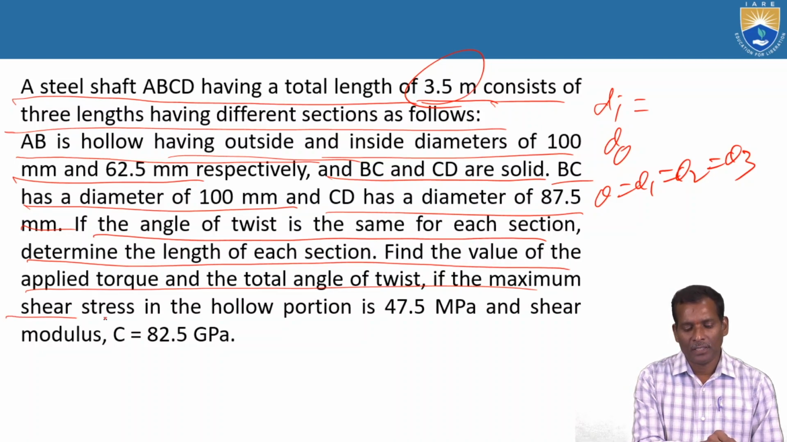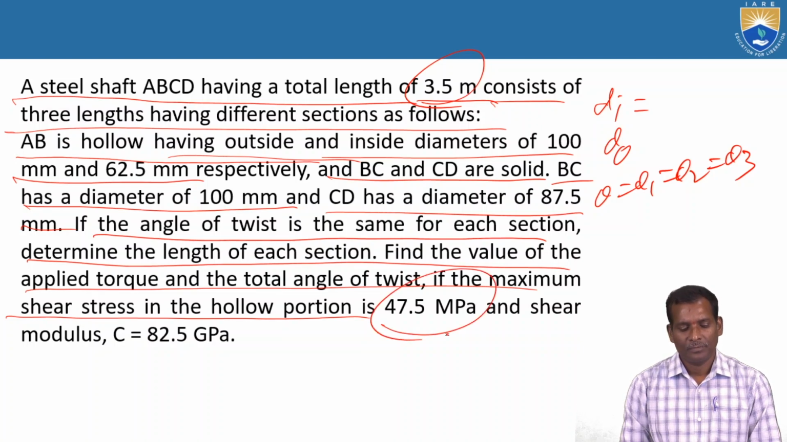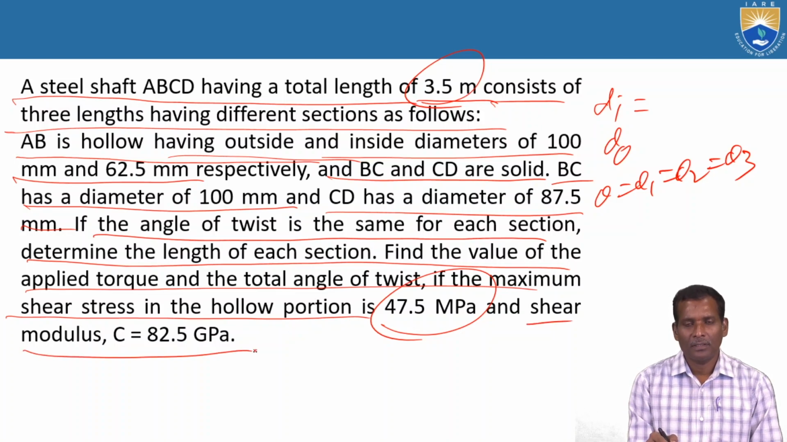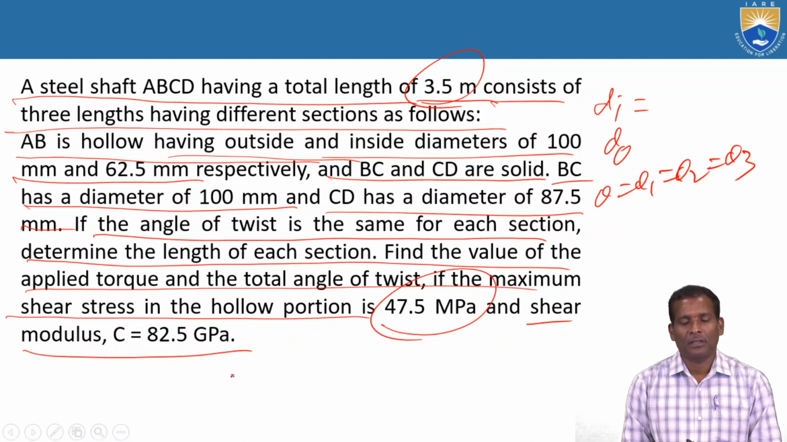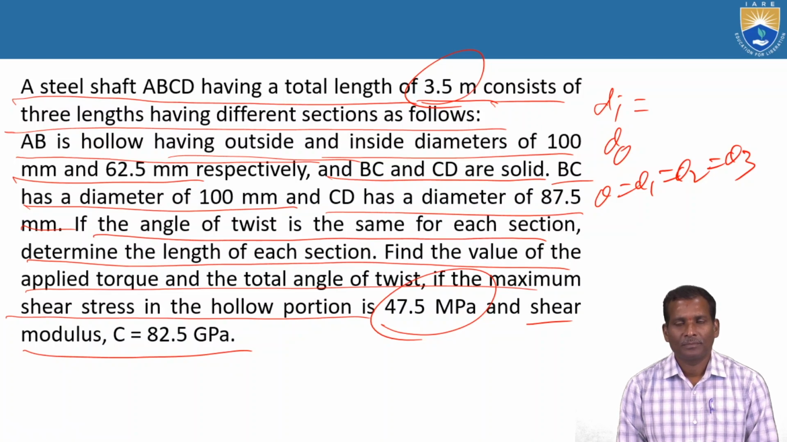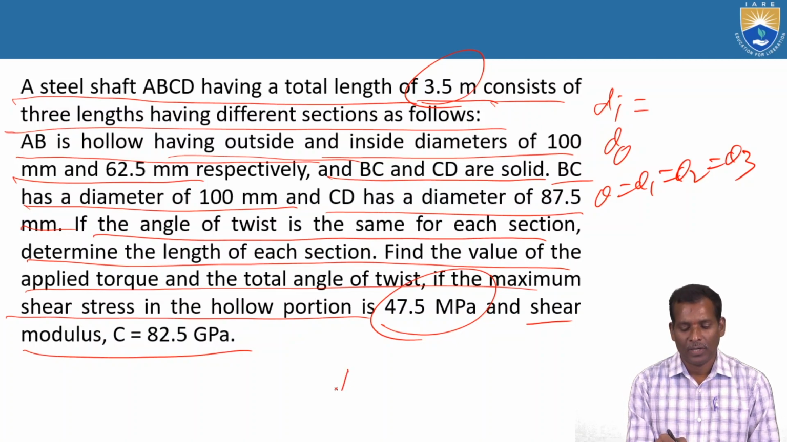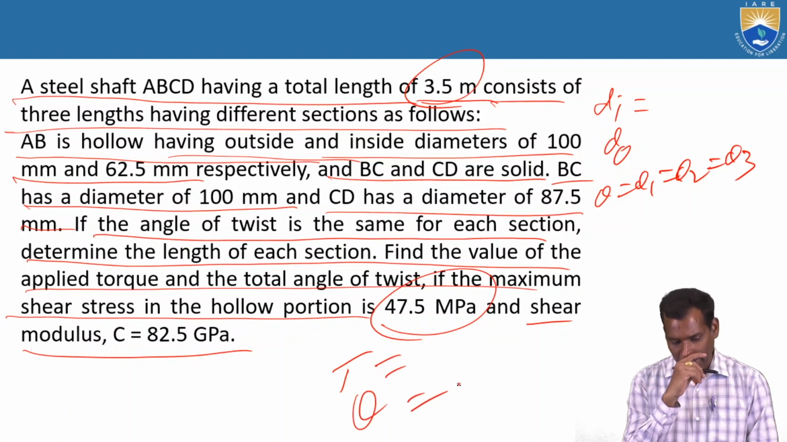If the maximum shear stress in the hollow portion is 47.5 MPa and the shear modulus is 82.5 GPa, convert gigapascal into Newton per mm square. So this is the given problem. In this, we need to find the value of the applied torque. What is the T value? And then what is the twisting angle?